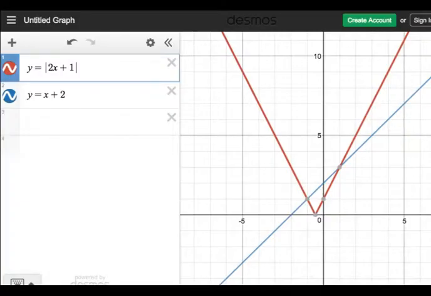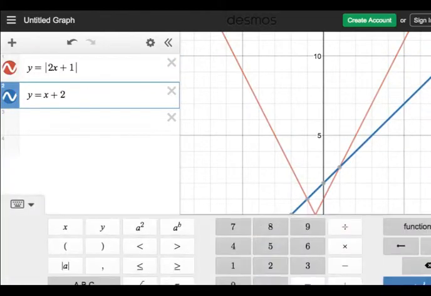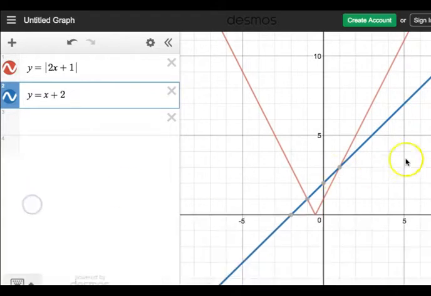Okay, now one final example. This is a little bit tricky. I'm just using Desmos for this. So we've sketched y equals 2x plus 1, which is the red graph, and the blue graph is y equals x plus 2. Now we can clearly see that these two graphs cut or intersect at the point 1, 3, or when x is 1 and when x is negative 1.